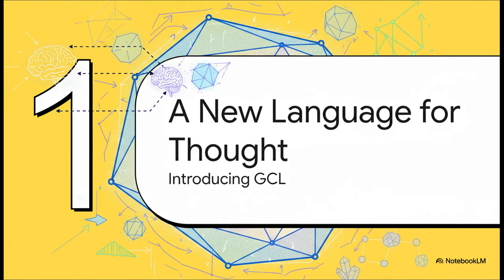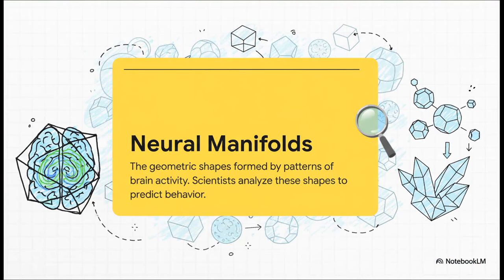Okay, so let's dive into the first piece of this whole thing, a really practical tool called the Geometric Configuration Language, or GCL for short. You can almost think of it as a brand new programming language, but for studying the mind. Now, to get GCL, you first have to get your head around this concept of neural manifolds. And this isn't some sci-fi idea. This is what top neuroscientists are already doing.